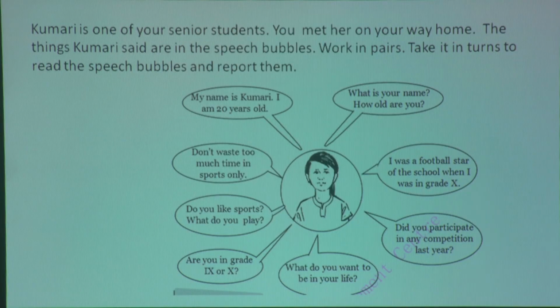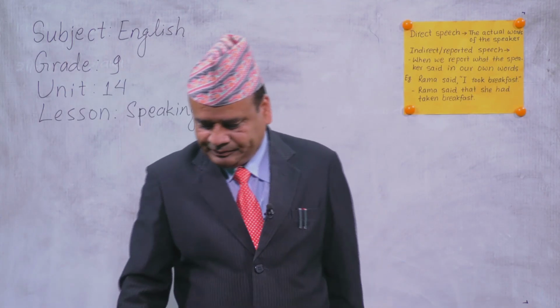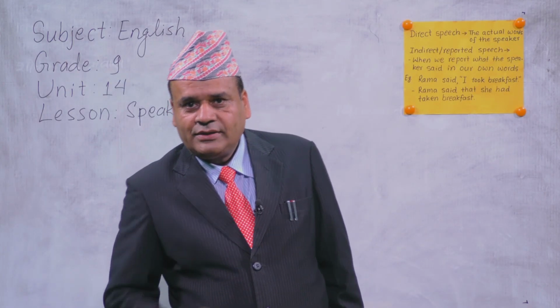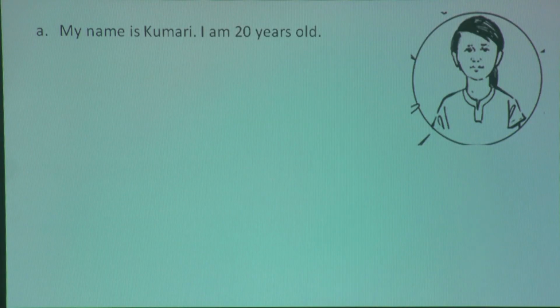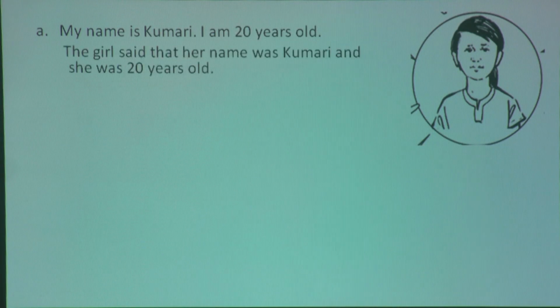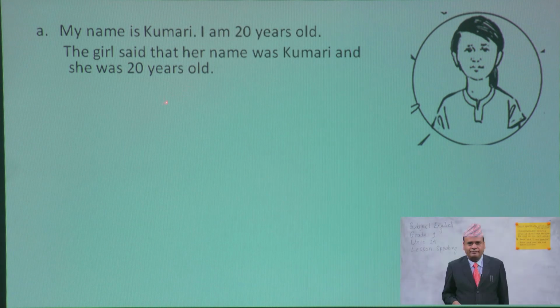Now we are going to report. So, my name is Kumari, I am 20 years old. Now you see, how to report? The girl said that her name was Kumari and she was 20 years old. This is the indirect form.